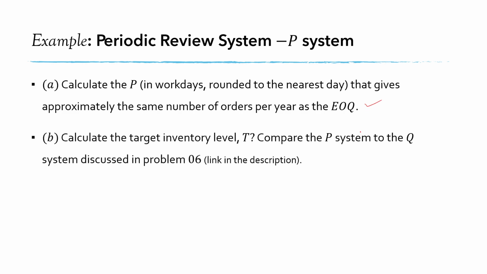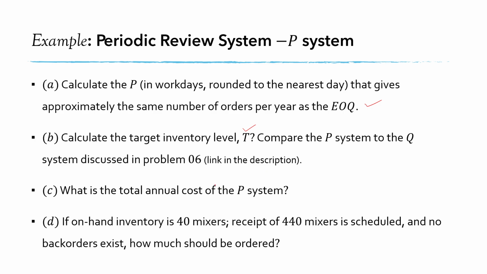In part B, you are required to calculate the target inventory level T and compare the P system to the Q system that we discussed in problem 6. I will give you the link in the description of this video for problem 6. And in part C, you are required to calculate the total annual cost of the P system. In part D, if on-hand inventory is 40 mixers, receipt of 440 mixers is scheduled and no back order exists, how much should be ordered?